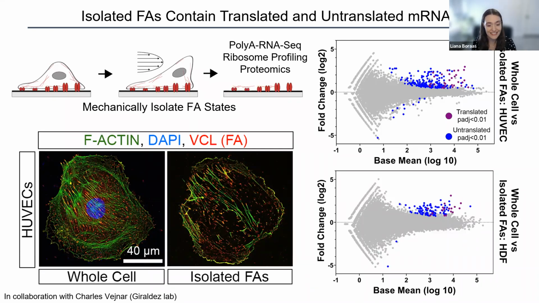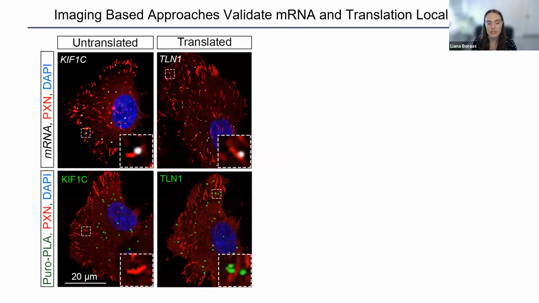This was surprising to us, as the prevalent theory in the field is that localized mRNAs, of course, are there to locally make protein. So we wanted to validate that these results were correct. For this, we turned to two different imaging-based approaches. The first is single molecule FISH. That allows us to identify the mRNA that is present, and we can identify one mRNA at a time. So here are two different examples, one in the untranslated pool, one in the translated pool. Red is the paxillin, the focal adhesions, and white are our mRNA.